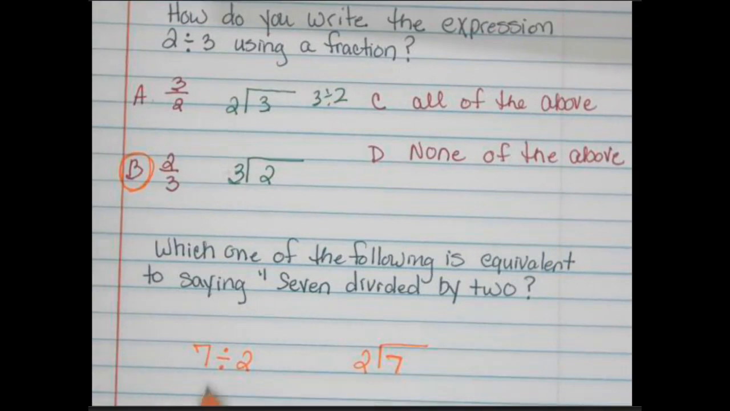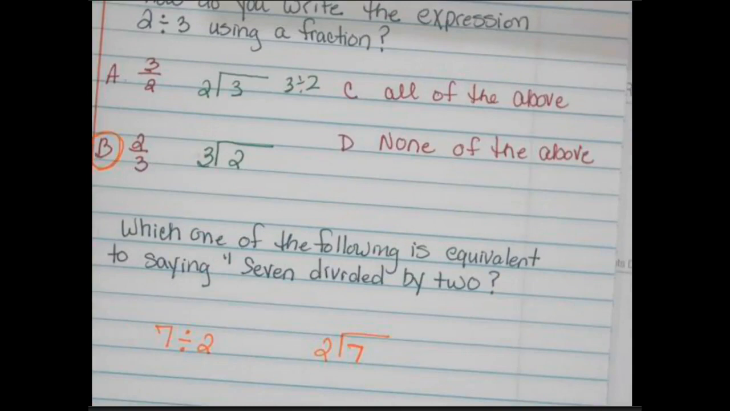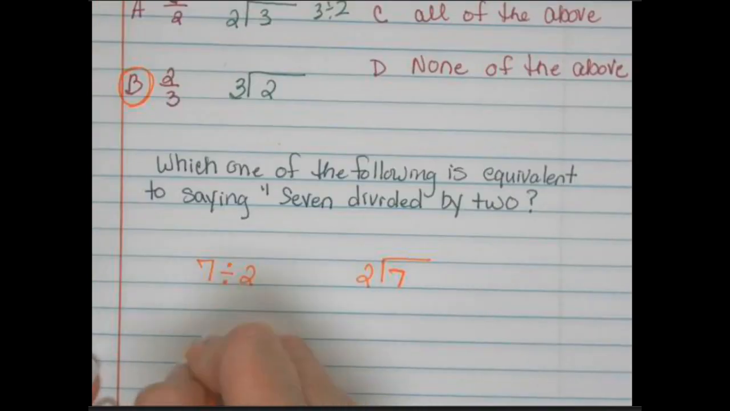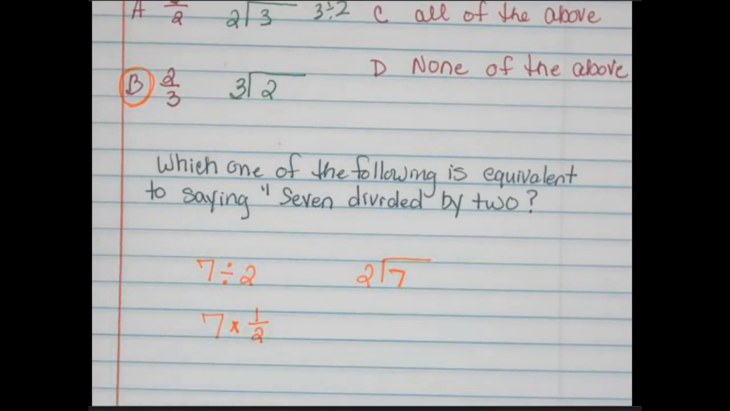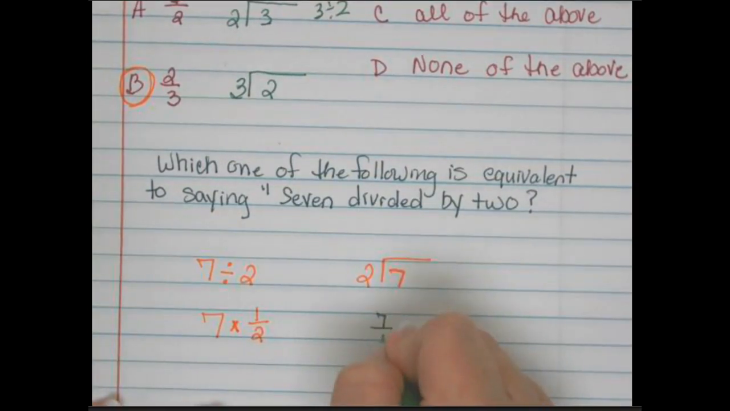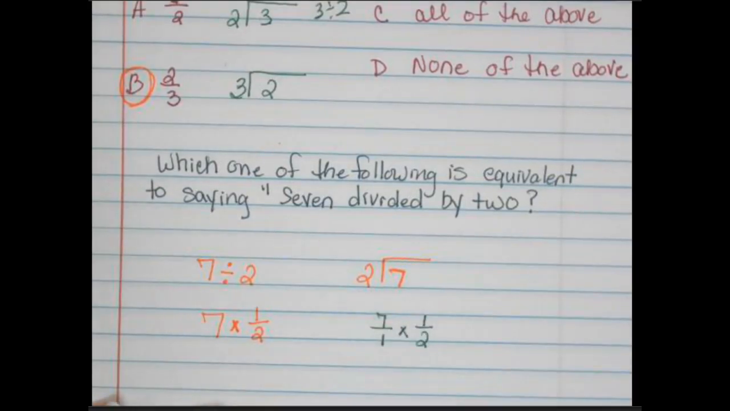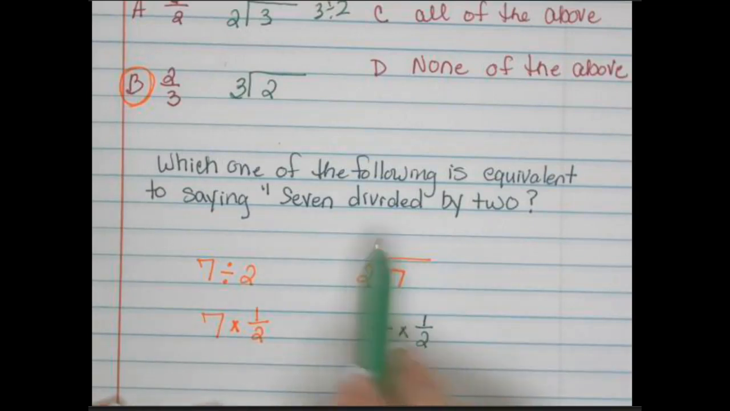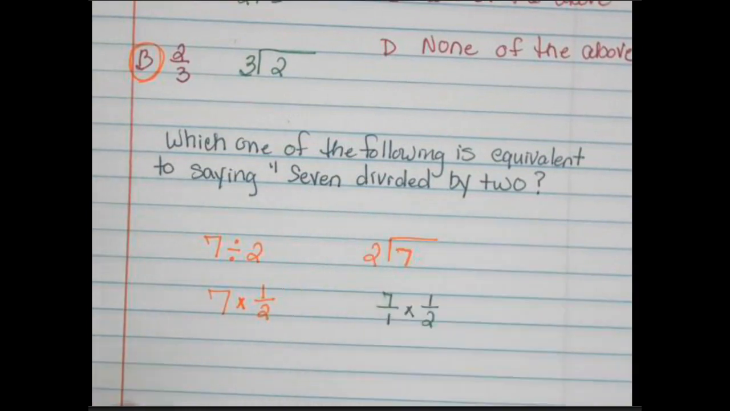So these are the 2 different ways that we can do it. But they're also throwing some fractions in here, because they give you 7 times 1/2. If we go back and look, this would be 7 over 1 times 1 over 2. But we're trying to make it a division. So let's write 7 divided by 2.